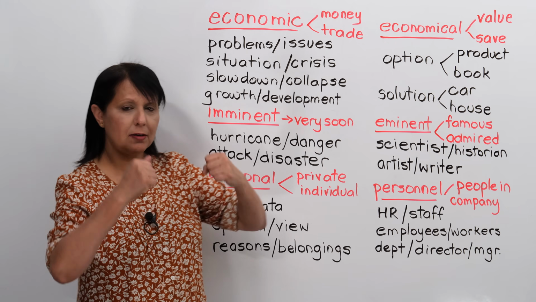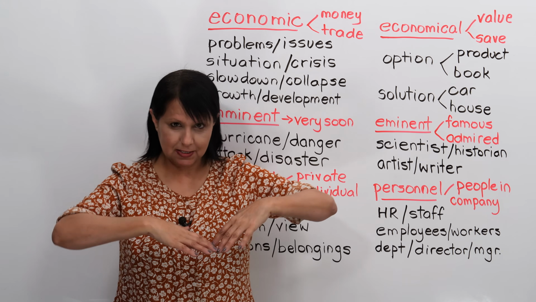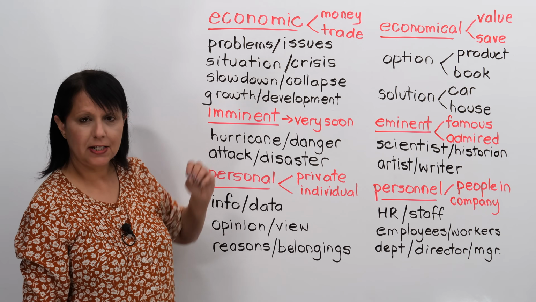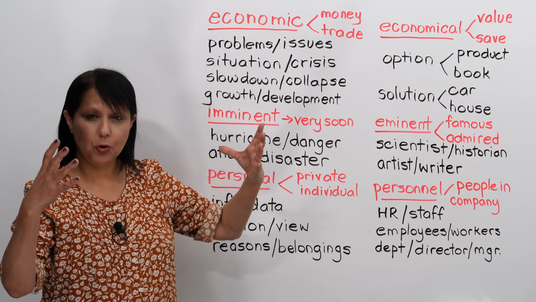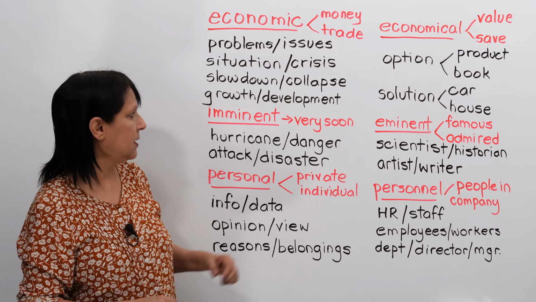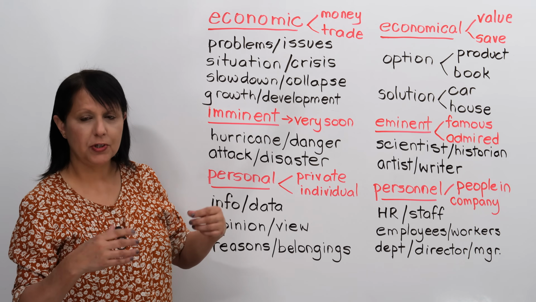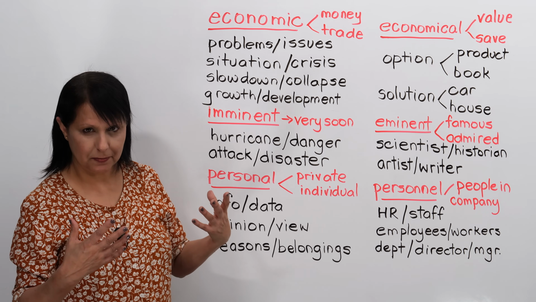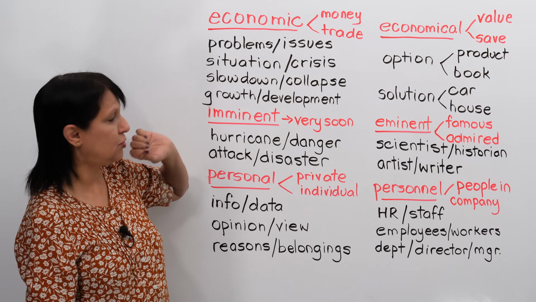Okay, you want the economy to be strong. You don't want it to fall or collapse. Okay, so we could use it in that expression. They also talk about economic growth. Growth is the noun for to grow. Or economic development, which is the noun of develop. All right? So these are some ways in which you can use that term.